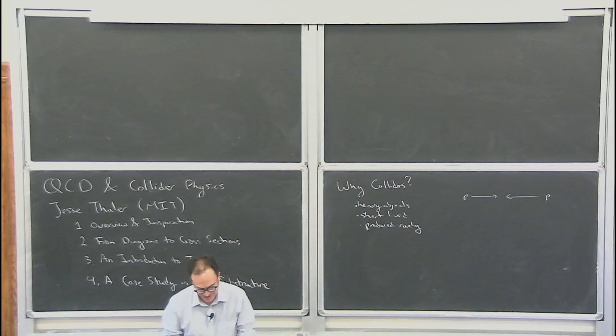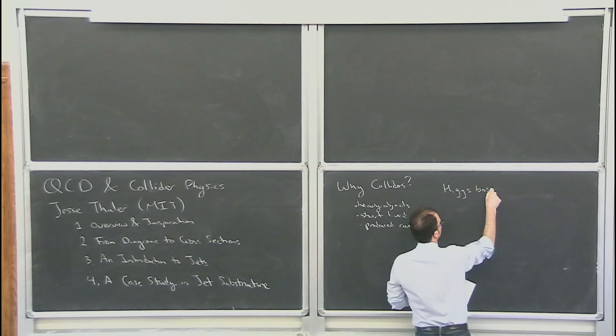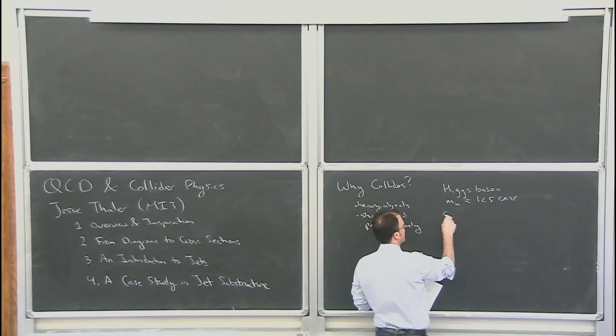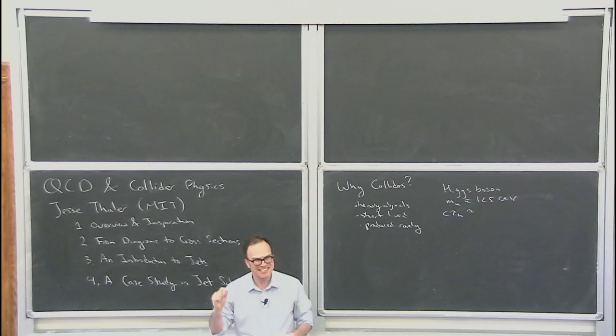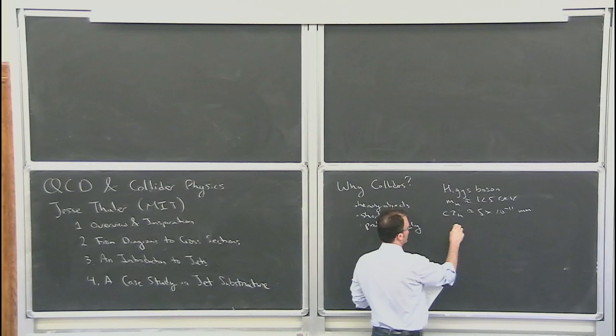But just as an example, if I want to think about a particle like the Higgs boson, does it satisfy these criteria? Well, yes, it's a heavy object. The mass of the Higgs boson is around 125 giga electron volts. Its lifetime is short, so if I convert its lifetime into a length scale, it's not quite the same short length scale that Raphael told us about earlier today, but it's quite short, 5 times 10 to the minus 11 millimeters. And the cross section is relatively small.